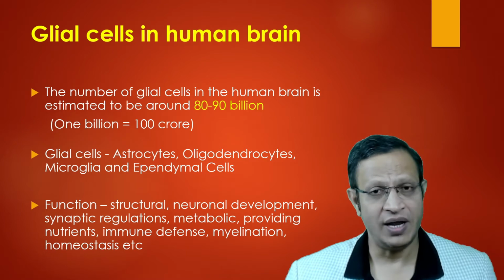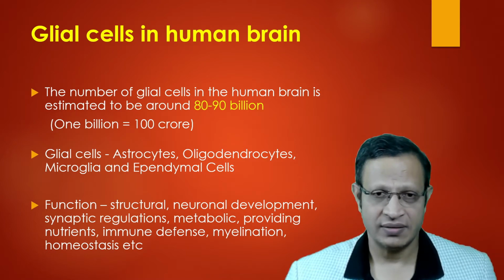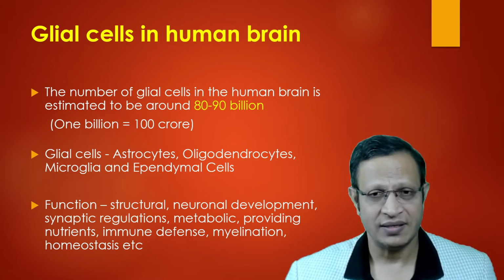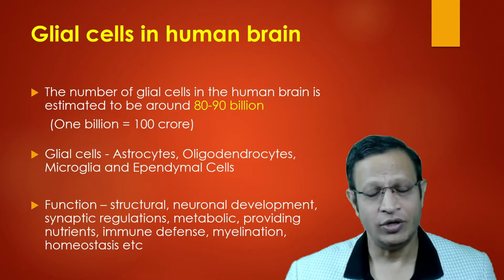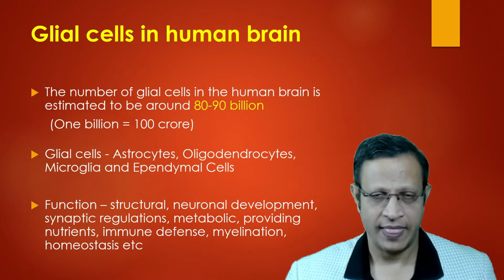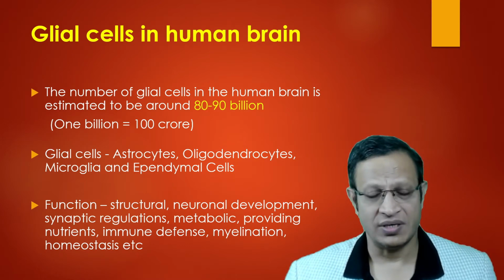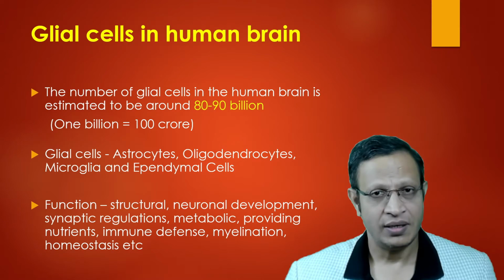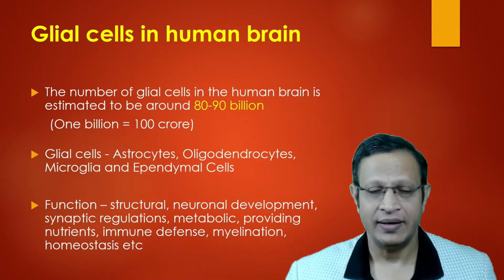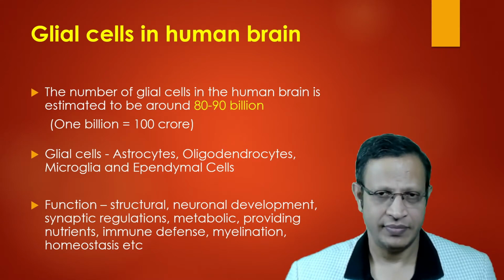These are neurons, but there are supportive cells called glial cells in the human brain, which are almost equivalent to neurons. They are also 80 to 90 billion, my dear friends. Glial cells are invariably astrocytes, oligodendrocytes, microglia, and ependymal cells.